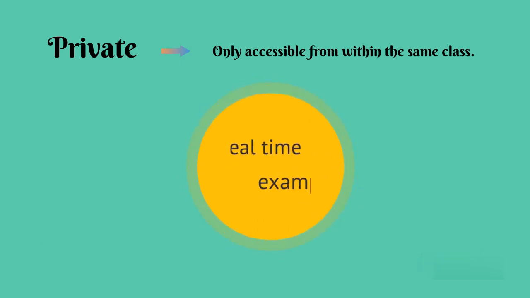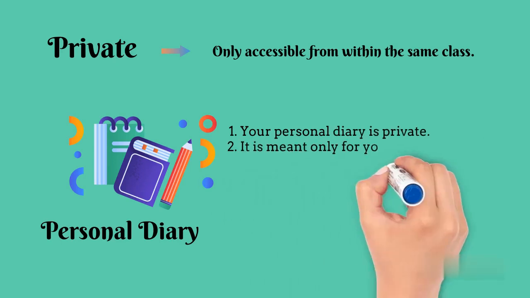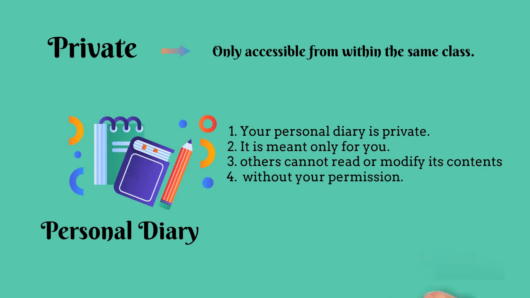Private: only accessible from within the same class. Real-time example: your personal diary is private. It is meant only for you, and others cannot read or modify its contents without your permission.